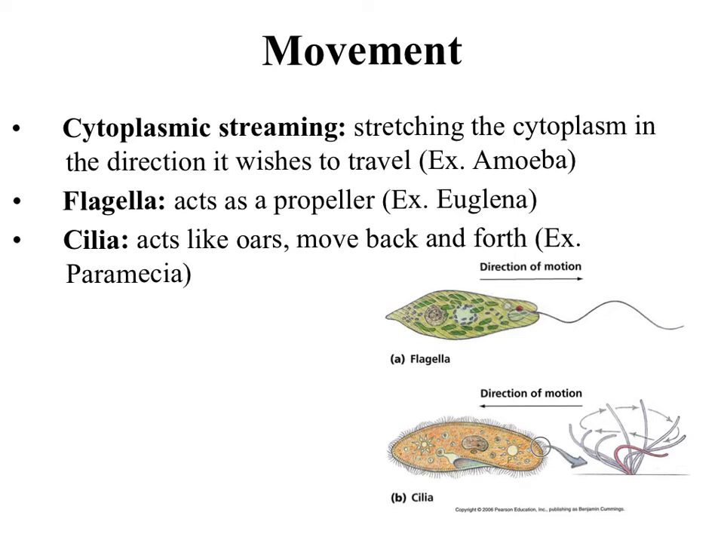Okay, so to summarize, movement. There's three kinds that can happen in protists. There's cytoplasmic streaming, which involves that pseudopod. There's the flagella, like what the euglena uses, as well as what the dinoflagellates use. And there's the cilia, like the paramecium.